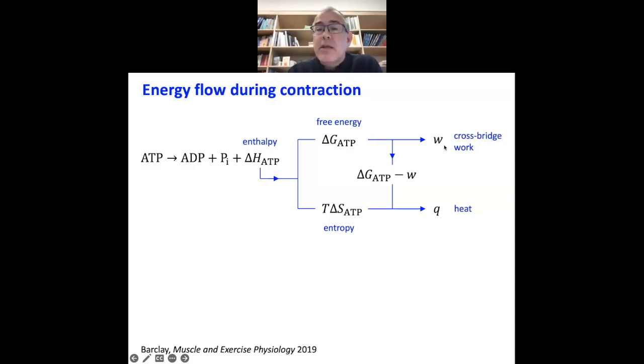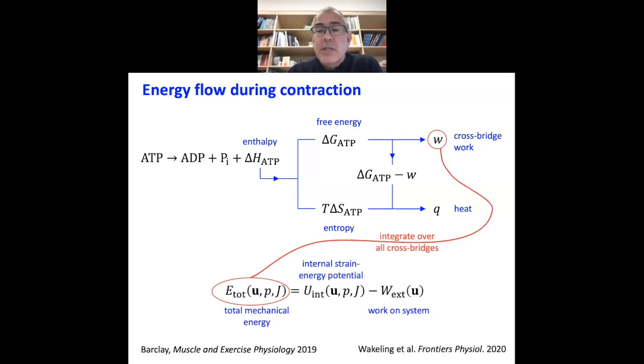Now, supposedly, if you take the cross-bridge work and integrate it over all of the active cross-bridges, you should get the total mechanical energy available to the muscle during the contraction. This mechanical energy will be used for two things. It will be used to deform the muscle tissue and do sort of internal work within the muscle, which here we've called the internal strain energy potentials. And then some of the energy will result as external work that the muscle can do on the system, or the system does on the muscle.